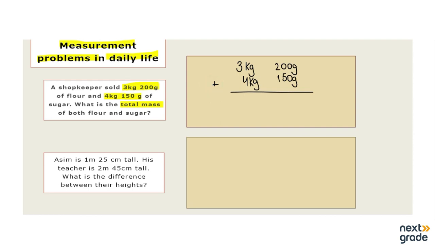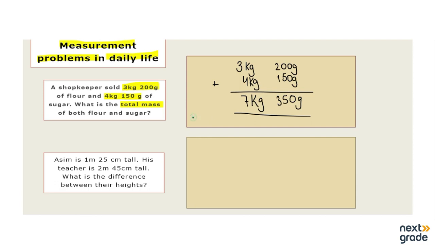So let's add the grams first. 0 plus 0 is 0. 5 plus 0 is 5. 1 plus 2 is 3. So 350 gram. And 4 plus 3 is 7. So it's 7 kg. Alright. So the answer is that the total mass of both flour and sugar is 7 kg and 350 gram.